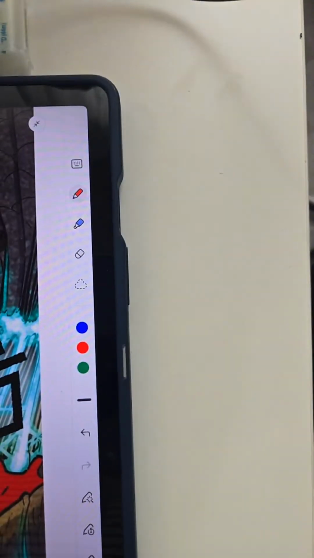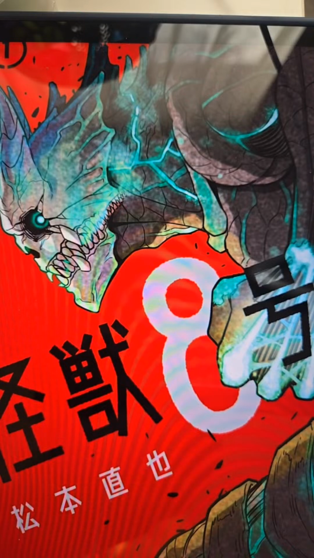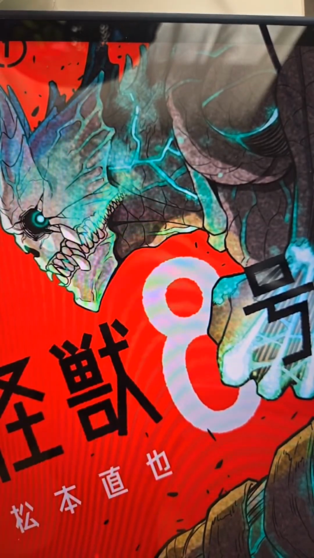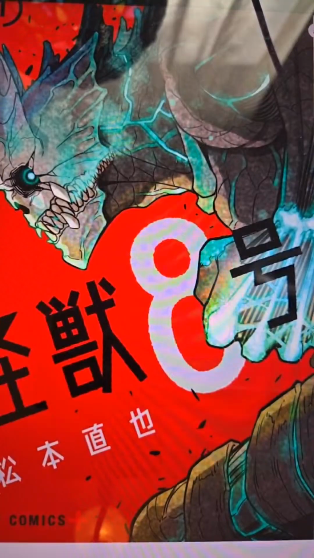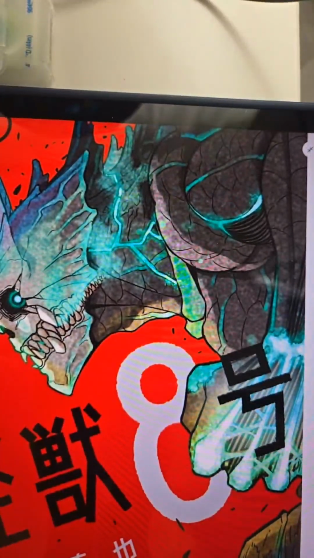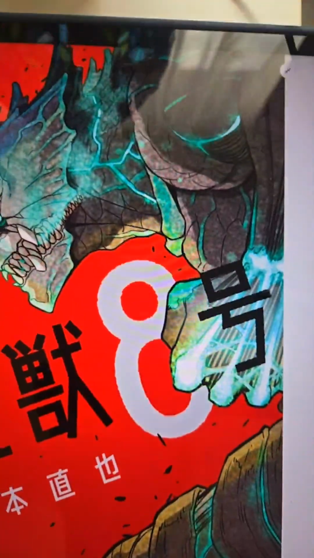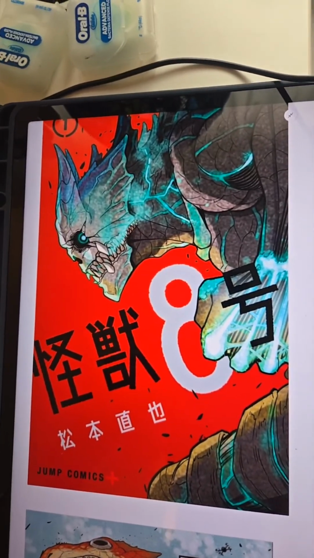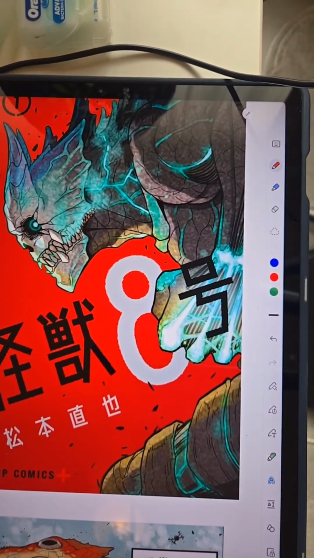Alright, so of course manga is something that so many people enjoy, and there's so much we can learn from. So today what we're gonna do, we're gonna read Kaiju 8号 together. Is this okay? All right. Okay, this should be fine.